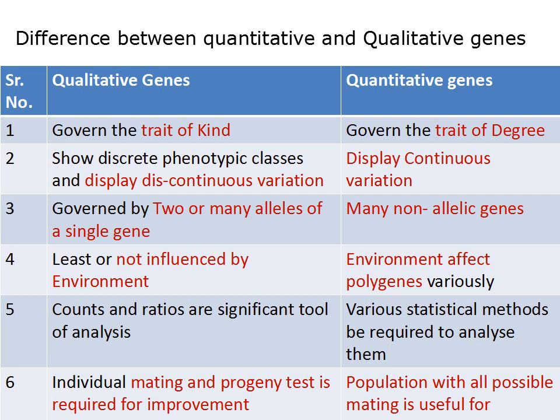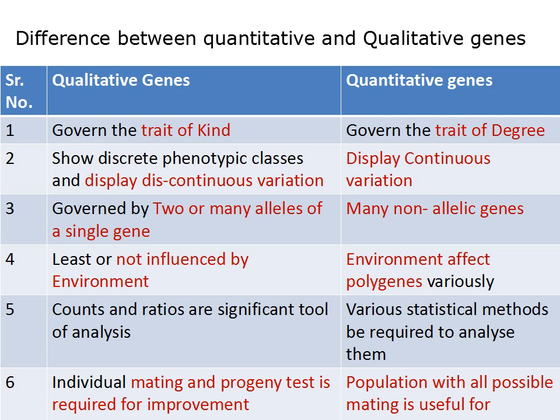In the case of quantitative genes, these are governed by traits of degree. Various degrees are there. In the case of qualitative traits, they show discrete phenotypic classes and display discontinuous variation. And in the case of quantitative genetics, they display continuous variation. This is the major thing which has to be measured, which requires various statistical tools to study the quantitative genes, because they show continuous variation.